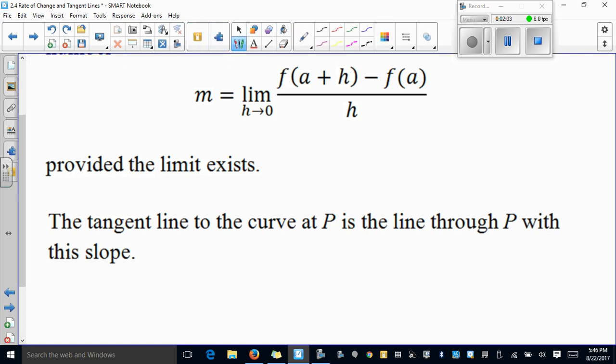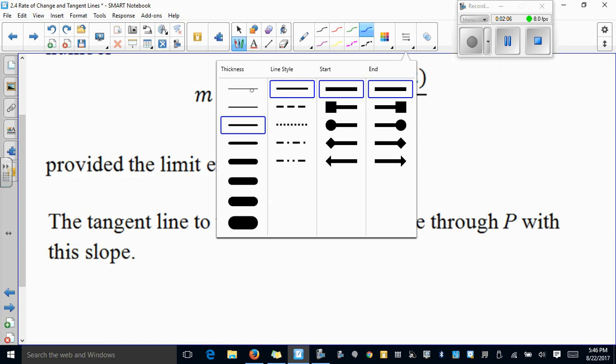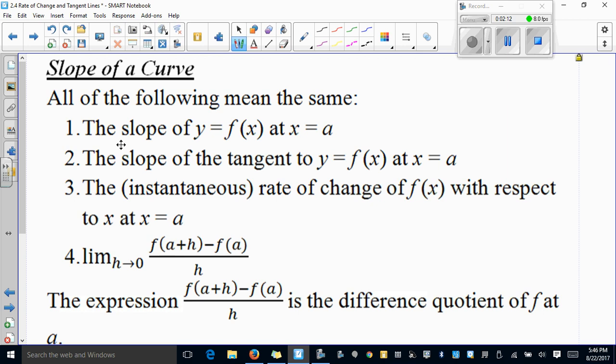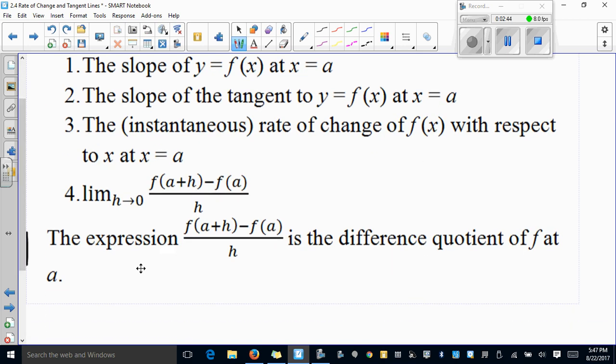So here's one thing to keep in mind. They can use any of these words when they're asking you to do something. All of the following mean the same thing: the slope of y equals f of x at x equals a; the slope of the tangent to y equals f of x at x equals a; the instantaneous rate of change of f of x with respect to x at x equals a; the limit as h approaches 0 of f of a plus h minus f of a all over h. And you've seen this one in pre-calc: f of a plus h minus f of a over h is just the difference quotient. We learned that in one of the sections of pre-calc last year.